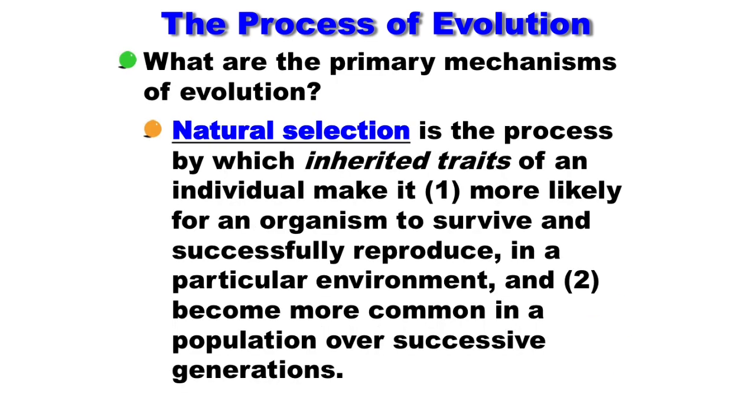So what is the definition of natural selection? Natural selection is a process by which inherited traits of an individual make it more likely for an organism to survive and successfully reproduce in a particular environment, and second, become more common in a population over successive generations. In other words, survival of the fittest. And in the example from the previous slide, it was not an example of survival of the fittest, because even the fittest can be killed just due to a random factor such as an environmental disaster. One more time. Genetic drift and natural selection drive evolution, but genetic drift is not natural selection.